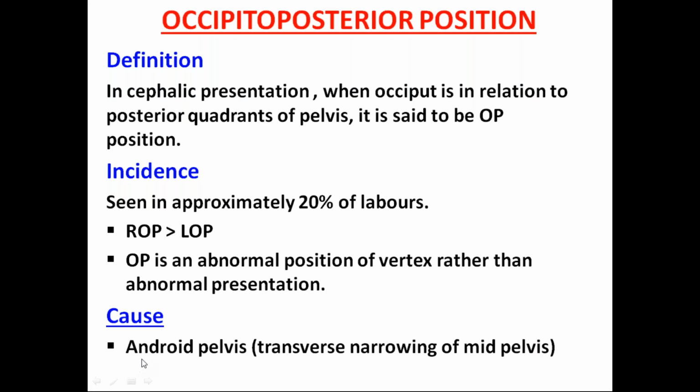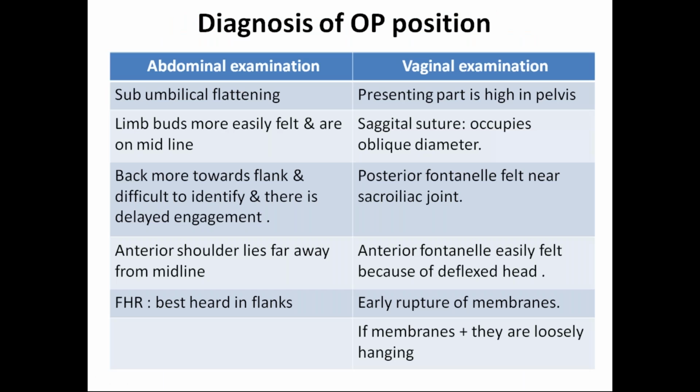Then the cause is, rather than the android pelvis, it is the anthropoid pelvis which may be responsible for occipital posterior position, because there is a transverse narrowing of the mid pelvis. The same thing is with the anthropoid pelvis also, where it has more AP diameter rather than the transverse diameter. So abnormal shape of the pelvis is the most important cause for an occipital posterior position.